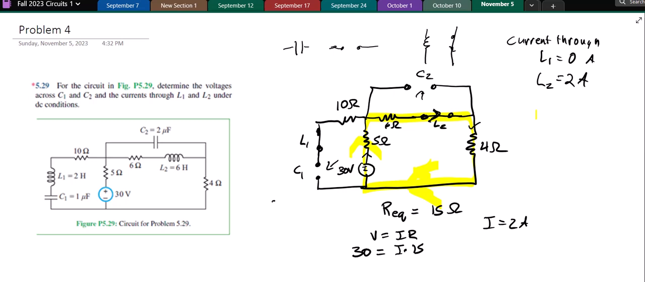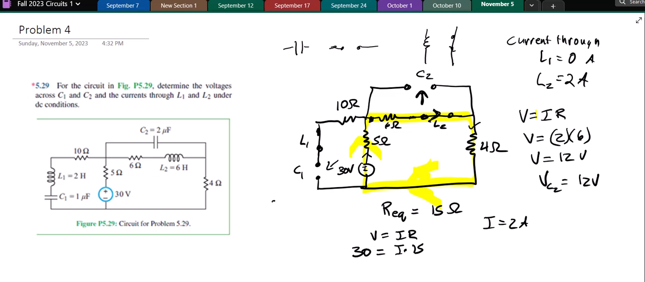Well, the way you find the voltage across an open circuit is you find something it's in parallel with. So let's start with C2, and we see that C2 is in parallel with this 6 ohm resistor right here. And so if I can find the voltage across that 6 ohm resistor, then I will know the voltage across C2. So the voltage across the 6 ohm resistor, that's V equals IR. So our current we just found was 2 amps, the resistance is 6, so our voltage is 12 volts. And so our voltage across C2, VC2, is 12 volts.